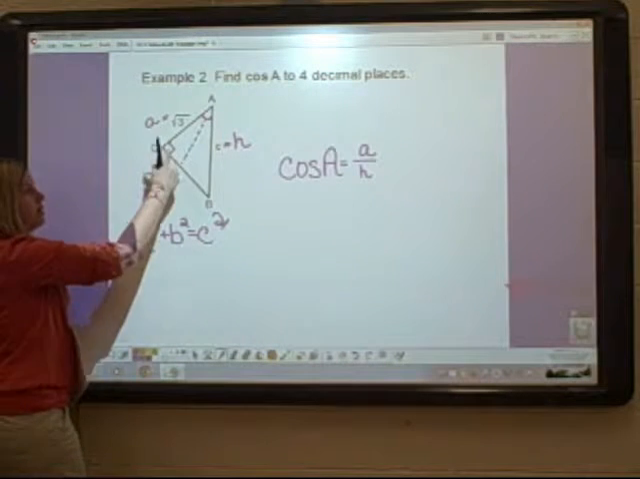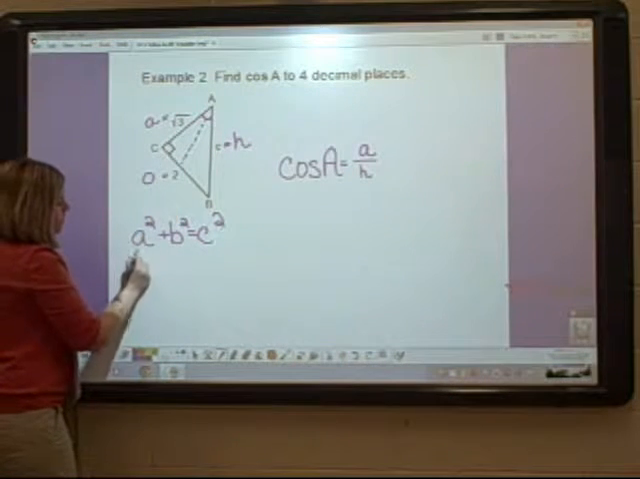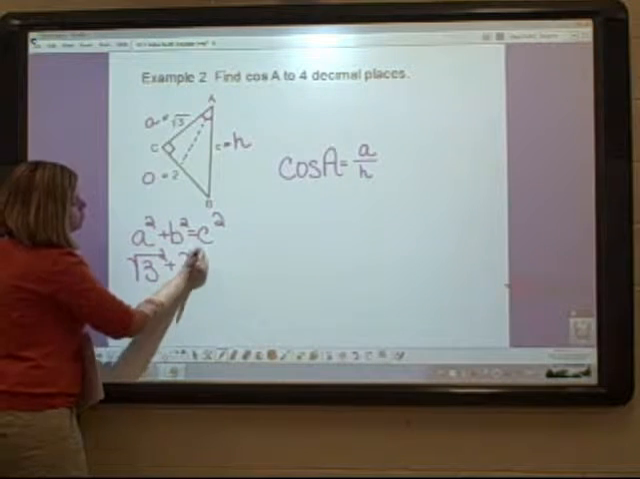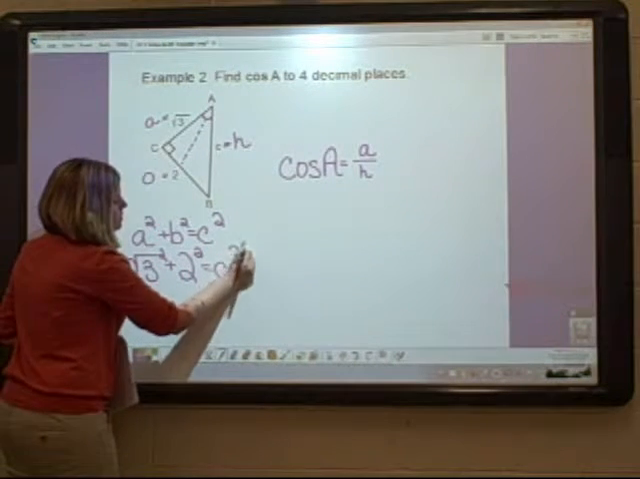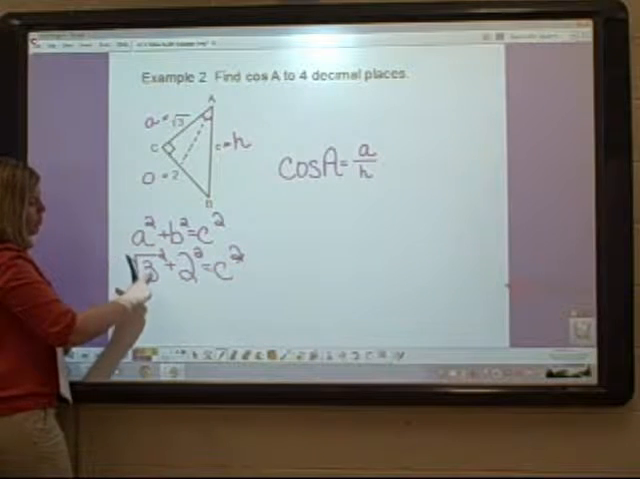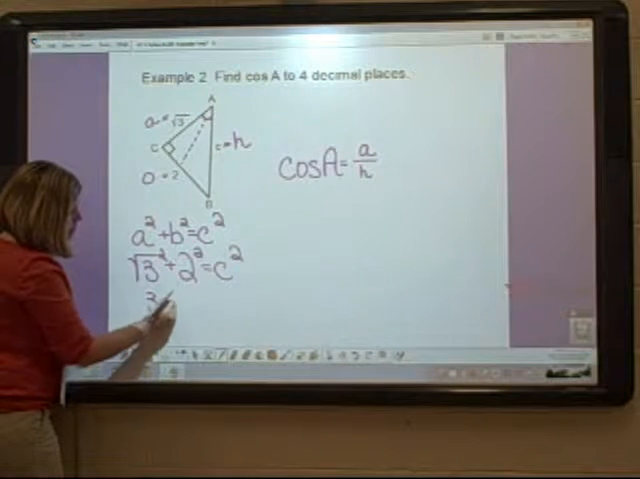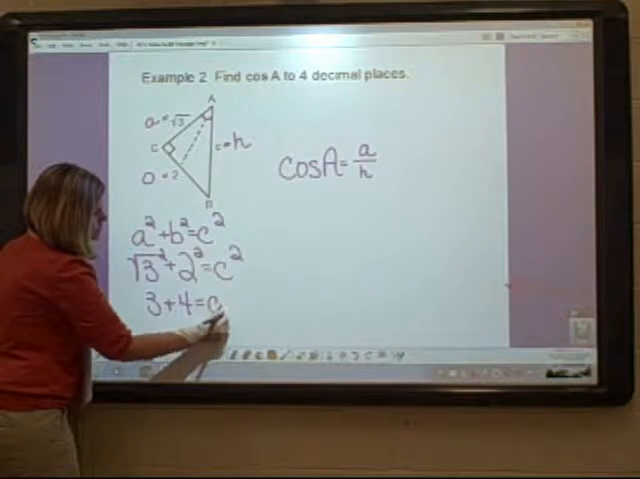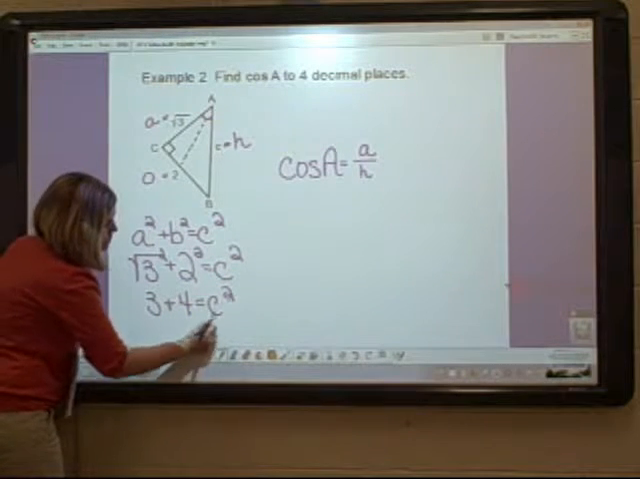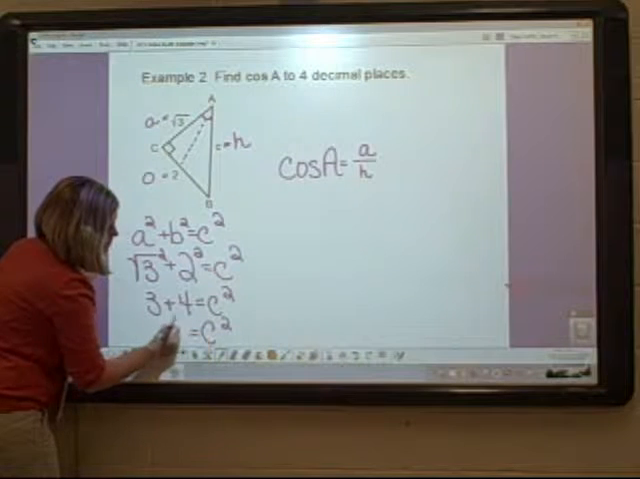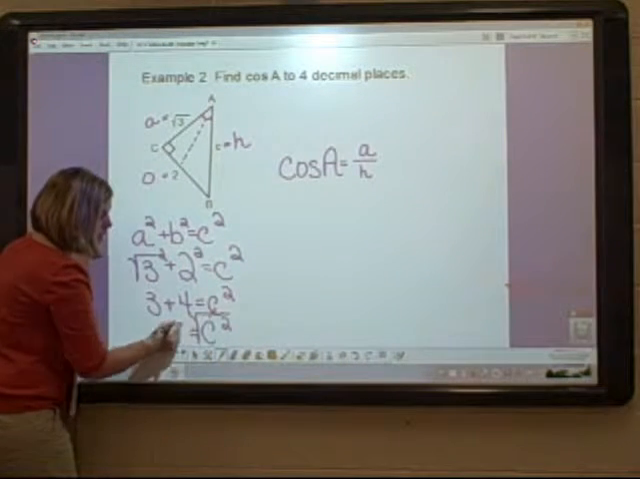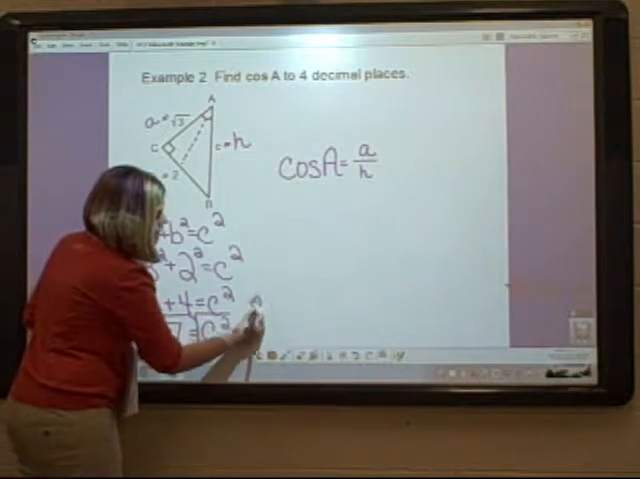A and B are interchangeable. So we have root 3 squared plus 2 squared equals c squared. Root 3 squared is 3. 2 squared is 4, equals c squared. So c squared equals 7. And then if I want to solve for c, I square root both sides. And c is the square root of 7.